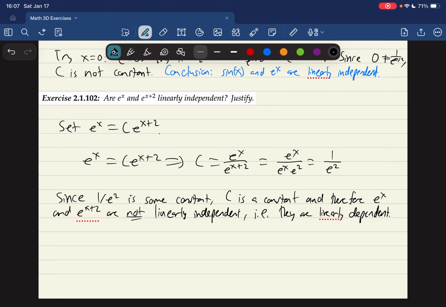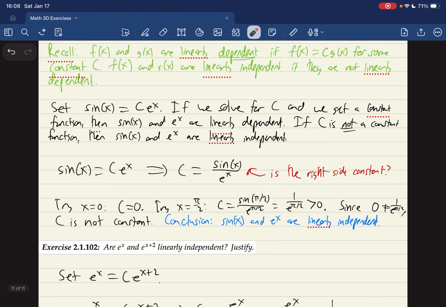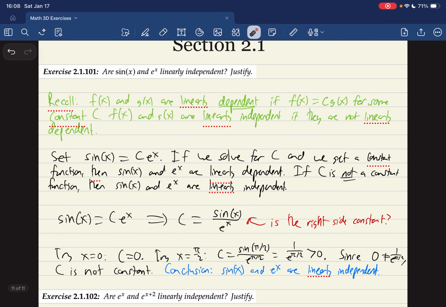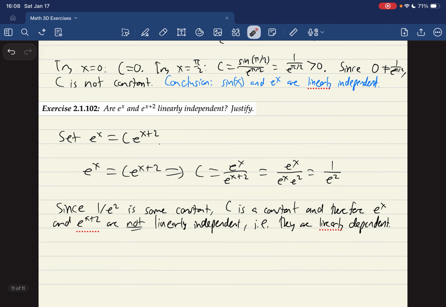And this will be the general procedure whenever you're trying to determine if two functions you're given are linearly independent or linearly dependent. So to summarize, we take our first function, we set it equal to c times the other function, we solve for c, and then we check whether the thing we get on the right side is a constant function or not. If it's not, as we saw in this example right here, then your functions are linearly independent. And if it is a constant, as in this case, then your functions are linearly dependent.